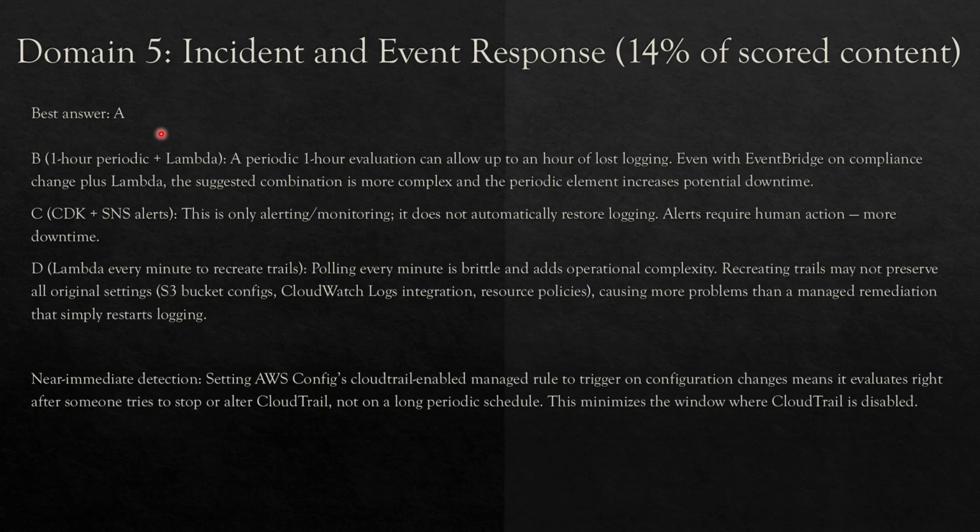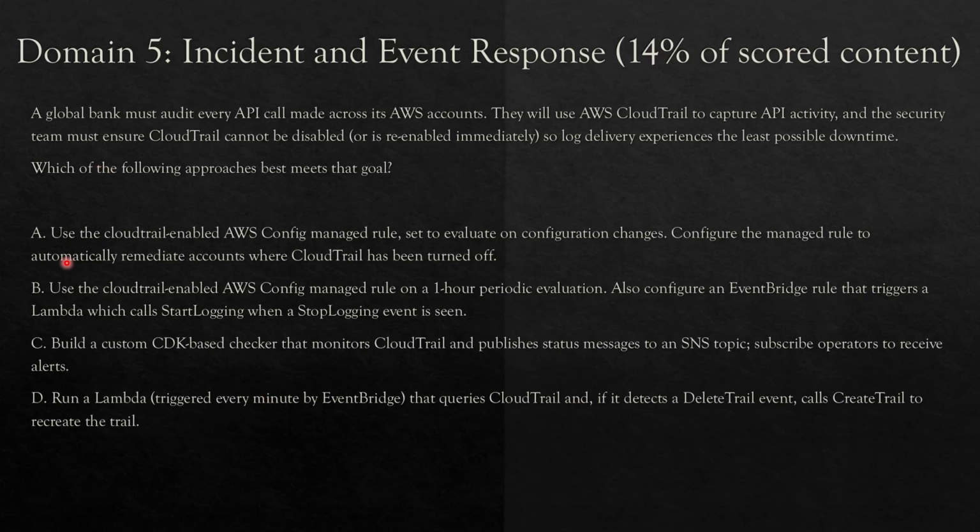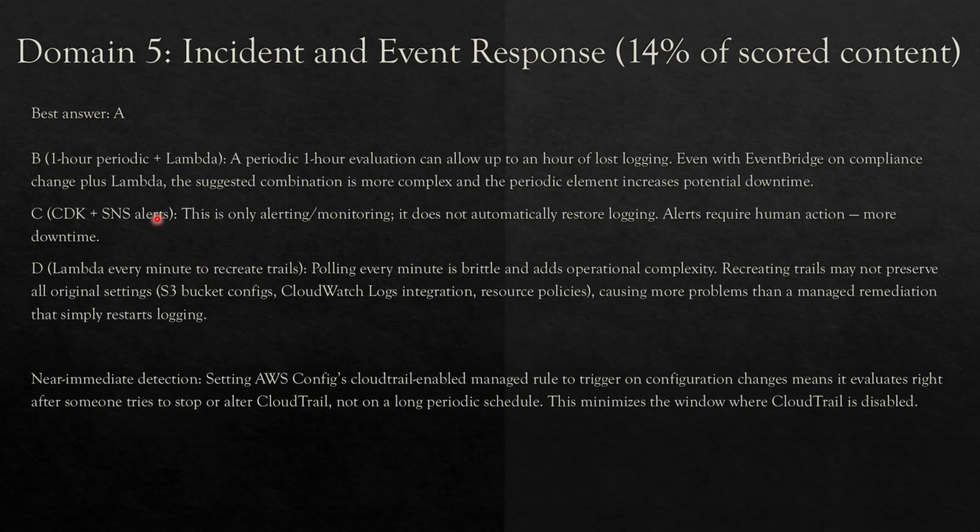It's A again. Okay, so A is use the cloudtrail-enabled AWS Config managed rule, set to evaluate on configuration changes, and configure the managed rule to automatically remediate the account where CloudTrail has been turned off. Why did we not choose B, C, or D? If we choose a 1 hour period plus Lambda, it means that 1 hour of log data will be lost, right? We don't want that. Second is CDK plus SNS alerts. It does not automatically restore logging. It alerts, but it does not restore.